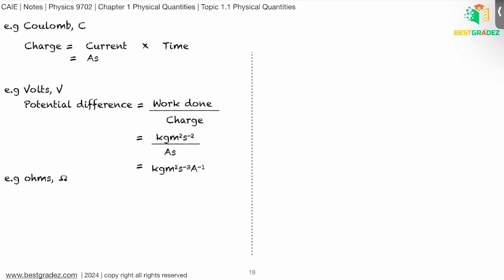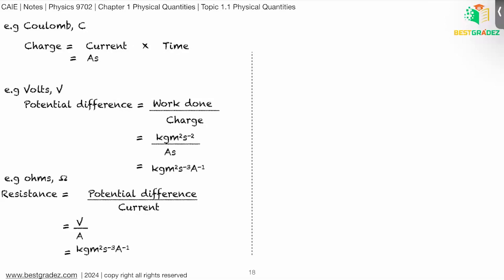Can you try for ohms? Yeah, we can use V over I. We just calculated V. This is already voltage, right? So we just have to divide by one more ampere, and that will make it minus 2. You're right.